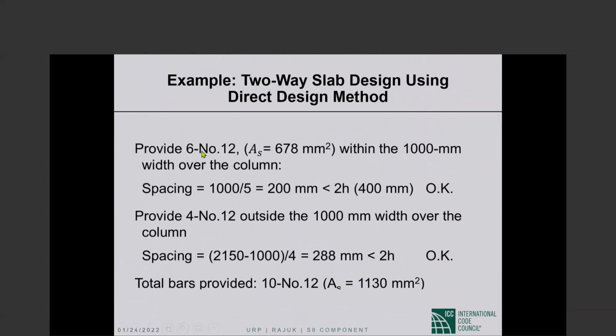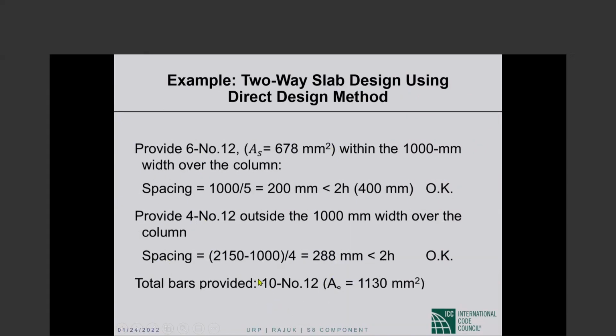Five number 12 bars didn't do, so we had to provide 6 number 12 bars. That was a total area of 678 square millimeters within the 1000 millimeter width. The spacing of that is 200 millimeters, which is less than the maximum. Outside of the 1000 millimeter width, we provided 4 number 12 bars and the spacing was fine.